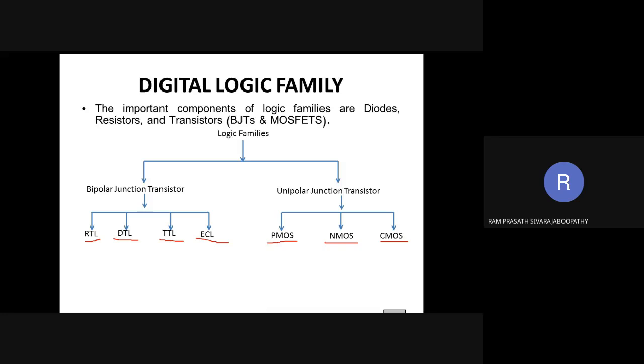So in the case of bipolar junction transistor logic family, we are having another classification: RTL, DTL, TTL, ECL. Based upon the components and circuit used, it is further classified like this. Similarly, here we are having PMOS, NMOS, and CMOS. I hope you people know already PMOS and NMOS. PMOS means what? NMOS means what?